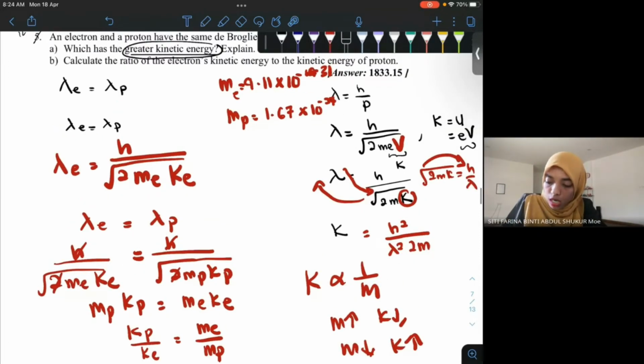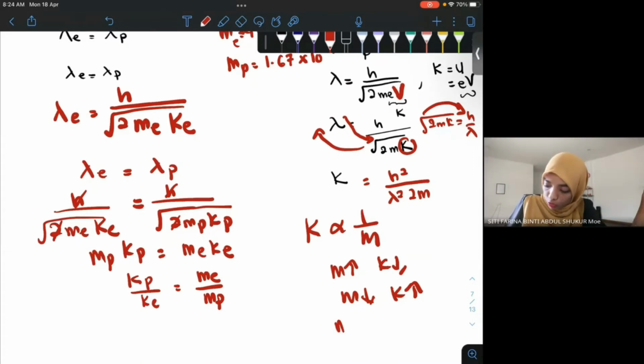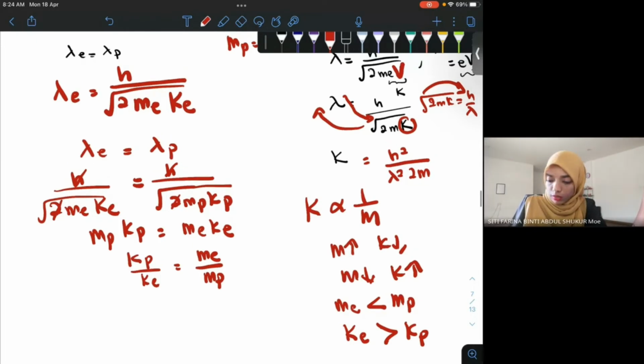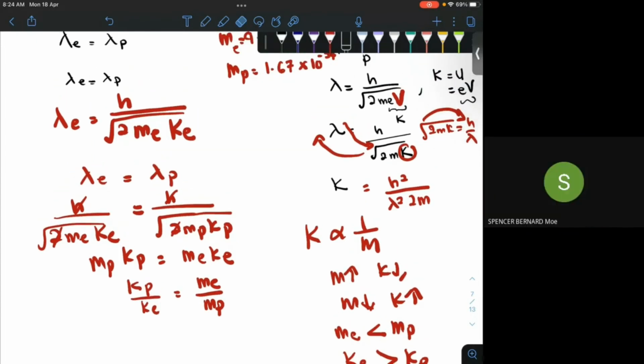So kalau kamu tengok, mass of electron negative 31, mass of proton negative 27. So negative 31 lebih kecil daripada negative 27. Therefore, mass of electron is less than mass of proton. Sebab mass of electron kecil, maka kinetic energy of electron akan besar daripada kinetic energy of proton. So electron will have greater kinetic energy dekat sini. Okay? Faham ke? Faham, Miss.